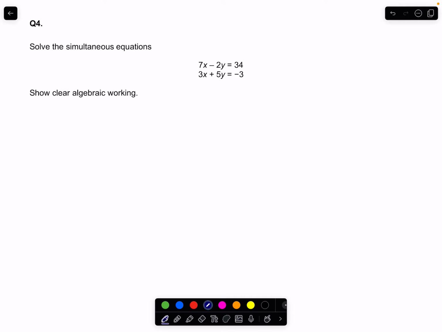Question 4. Solve the pair of simultaneous equations, making sure that we show clear algebraic working throughout. So there's more than one way of doing this. I'm going to show both ways here. The first method would be to make the x's the same, and the second method is going to be to make the y's the same. Now you don't have to do both of these methods. You would start one way or the other, and then later on substitute back in to find your other letter.